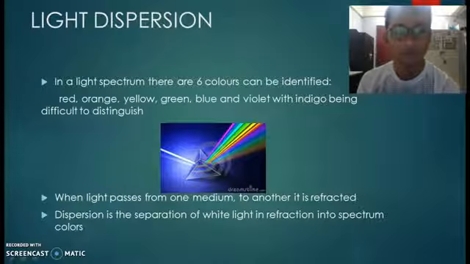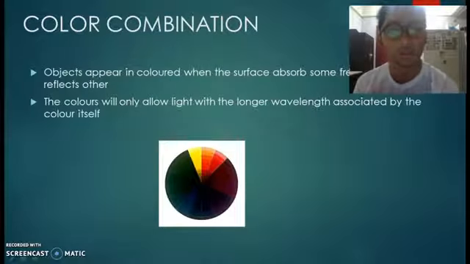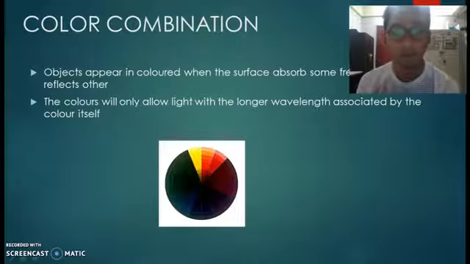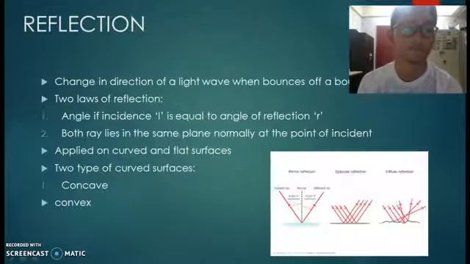Light dispersion. In a light spectrum, there are six colors that can be identified, which are red, orange, yellow, green, blue, and violet, with indigo being difficult to distinguish. When light passes from one medium to another, it is refracted. Dispersion is the separation of white light in diffraction into spectrum colors. Color combinations: certain objects appear in color when the surface absorbs some frequencies and reflects others. The color will only allow light with the longer wavelength associated with the color itself.